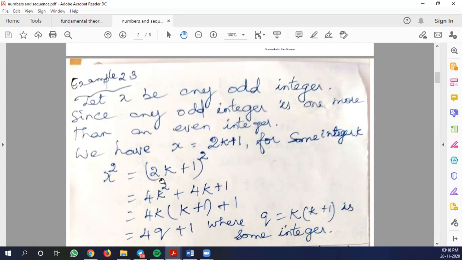I'll repeat. 2k the whole square is 2 square is 4, k into k is k square, plus 2ab. So 2 into 2k into 1. 2 into 2k is what? 4k, plus 1 square is 1.